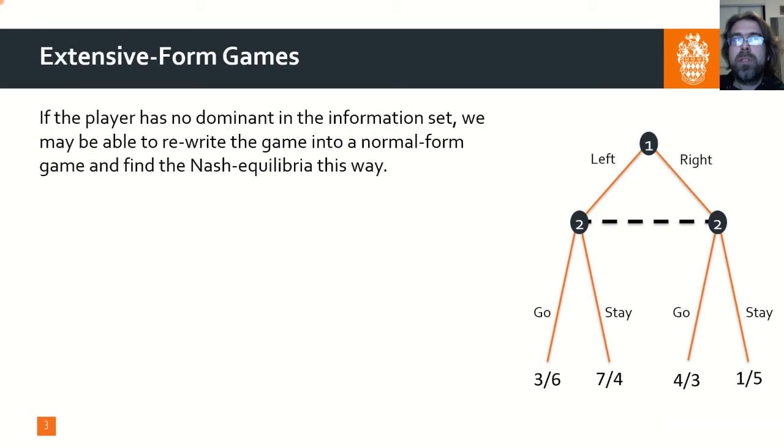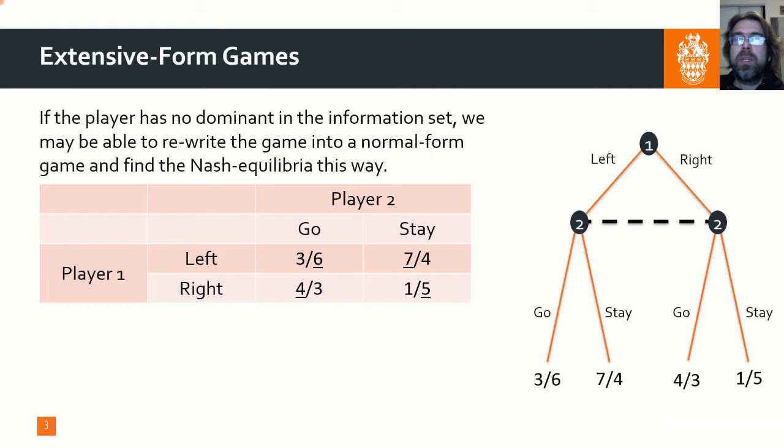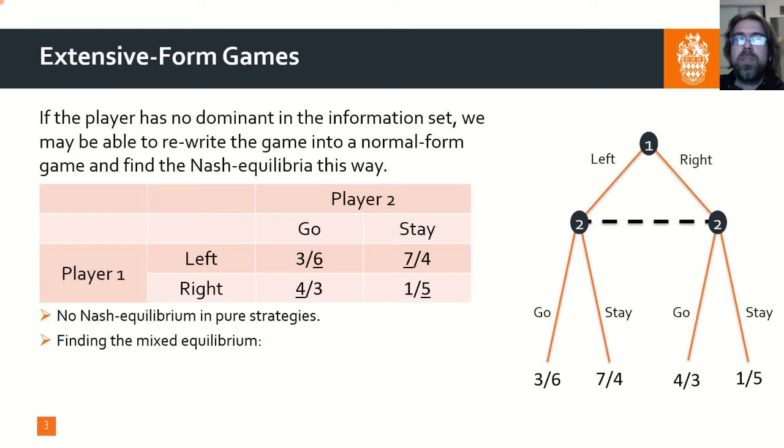If the player has no dominant strategy in the information set, we may be able to rewrite the game into a normal form game and find the Nash equilibria this way. For example, here we can rewrite the game on the right in matrix form, look for the best responses and see that there are no Nash equilibria in pure strategies, which means we need to find the mixed equilibrium. We know one exists because there always has to be at least one Nash equilibrium in every finite game.